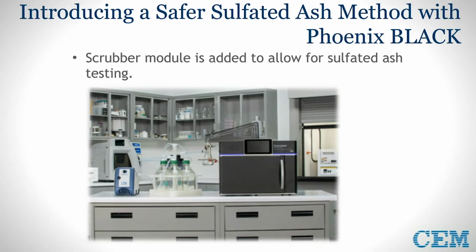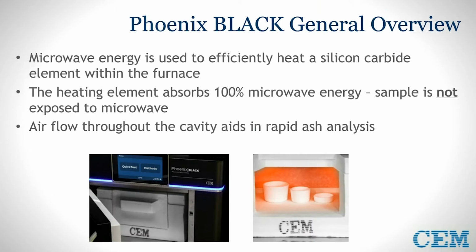Before I get into the details of how the acid neutralizing system works, I'd like to spend a brief moment on the Phönix Black muffle furnace itself. Unlike most other muffle furnaces, the Phönix Black uses microwave energy to heat a silicon carbide element within the furnace, shown on the right-hand picture. You can see it glowing orange. That heating element absorbs all of the microwave energy generated by Phönix Black.